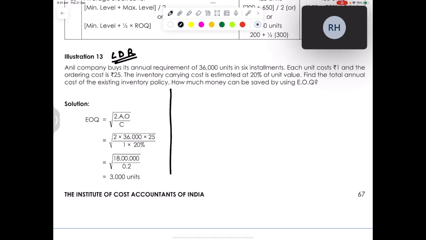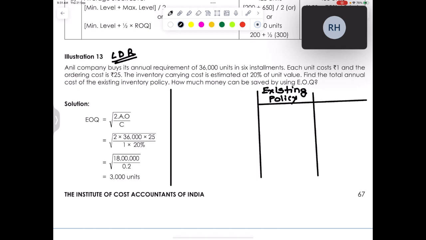Now, my dear student, please don't write. Just listen to my words. It will give you more clarity instead of writing. This is the existing policy. Whenever the question asks for the word total annual cost, it will always consist of three costs. The first cost is the purchase cost. The second cost is the ordering cost. And the third one is the holding cost.